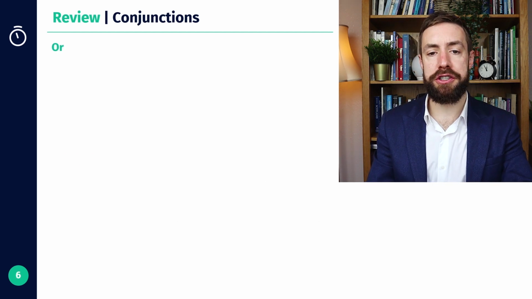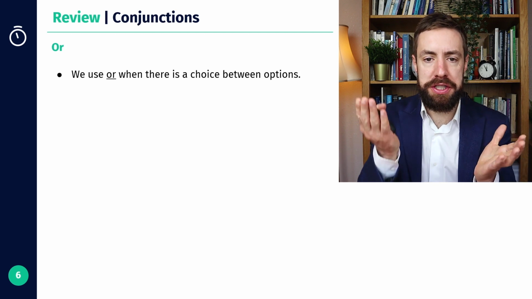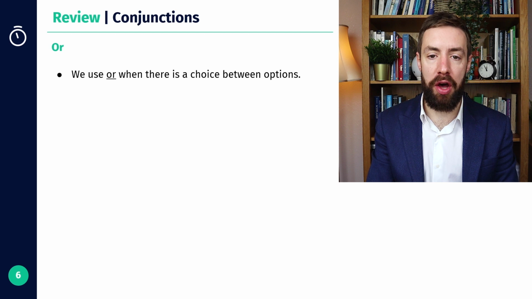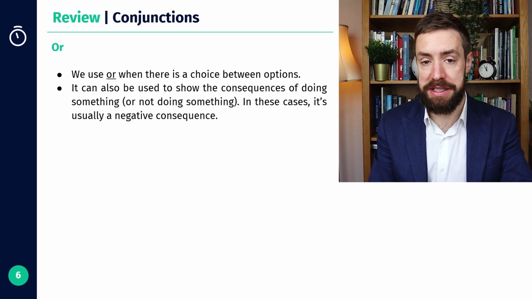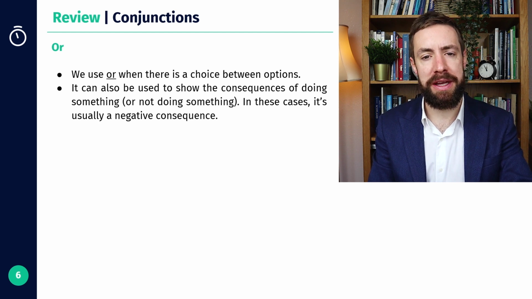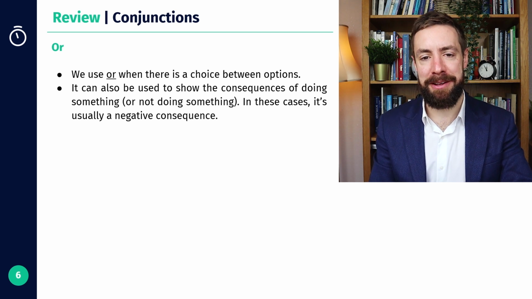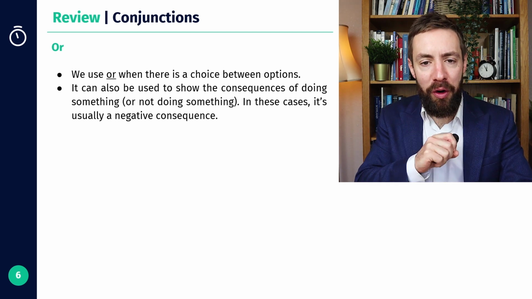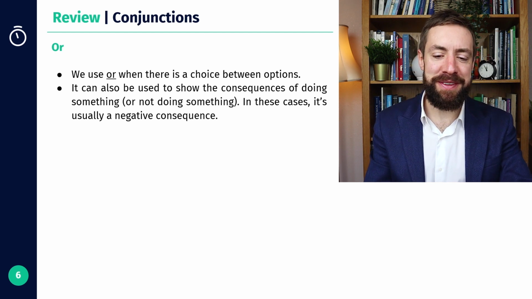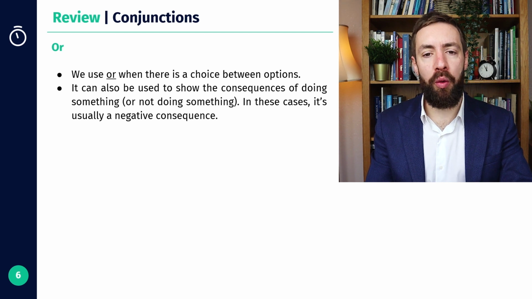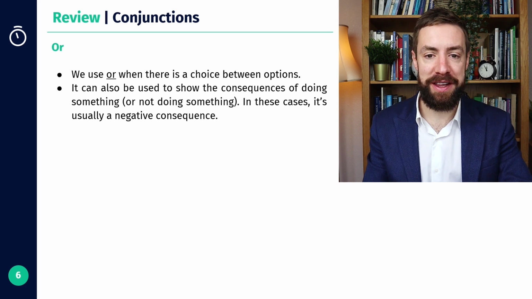Another common conjunction to review is "or." Let's take a look at "or." We use "or" when there is a choice between two or more different options. And it can be used also to show the consequences of doing something or of not doing something. It's kind of like a threat when, for example, your parents are saying, eat your food or you won't get any dessert. That was something that my parents told me a lot. So it's like a threat. They're saying, what will happen if you don't do the right thing? Study hard or you will fail the test.